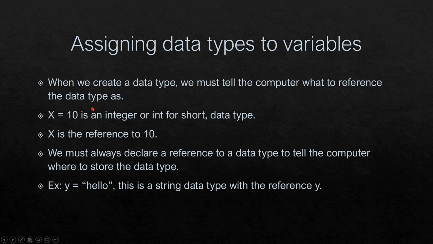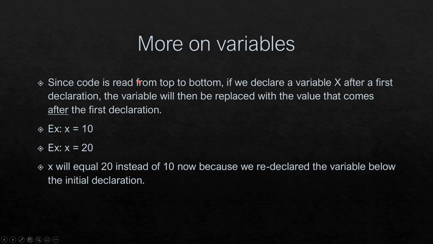And we're going to be referencing x to 10. So another example is hello, a string data type. This is going to be referenced to y. So every time we call y, it's going to equal hello. We're going to get the value of hello.